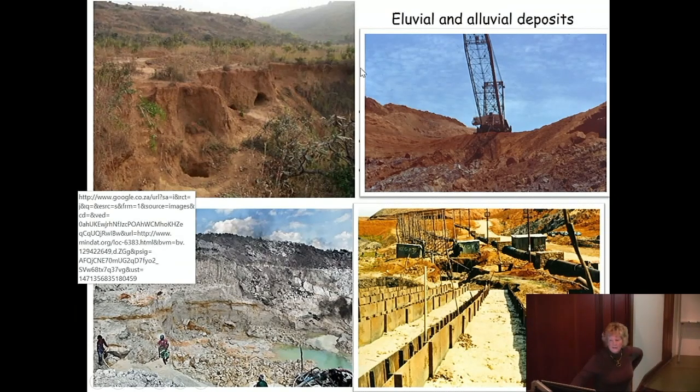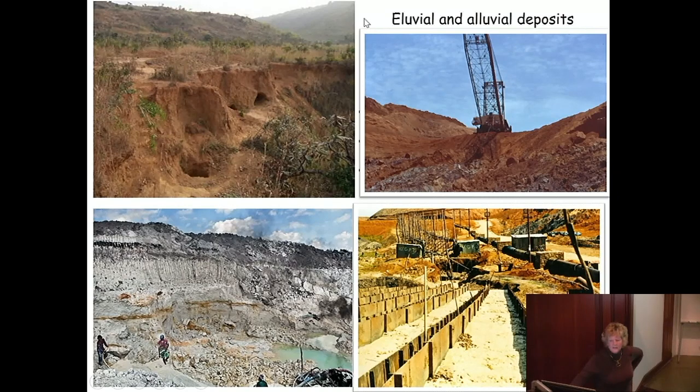Eluvial deposits are those that are just sitting where the original rock was, and then alluvial deposits is material that's been transported by water much further afield. And here you can see in Nigeria, an area that I worked on for my PhD being mined. And generally, they just use water cannons to get a slurry of material, which they then put down these chutes here, which have got sort of steps in them.